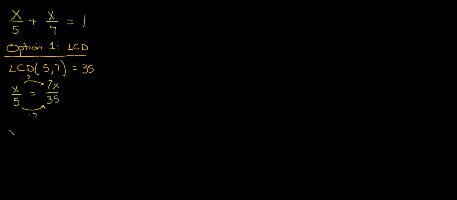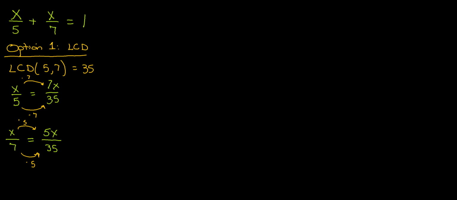Same thing down here. When I have x 7ths, or x divided by 7, and I want to convert that to a fraction with the denominator of 35, I need to multiply it by, in this case, 5. If I do it to the bottom, I'm going to do it to the top. And so in the top, I will have 5x.